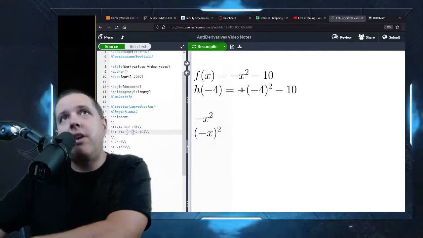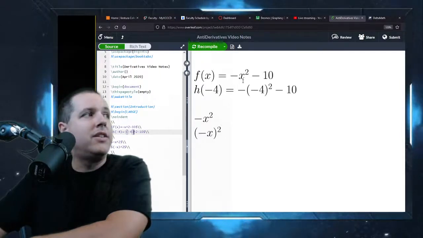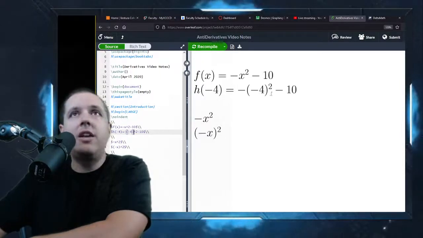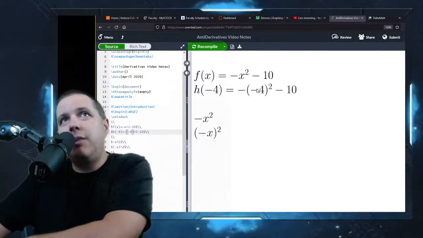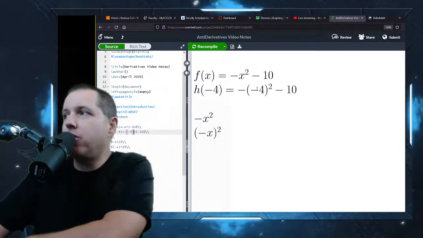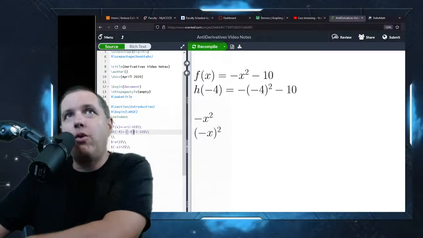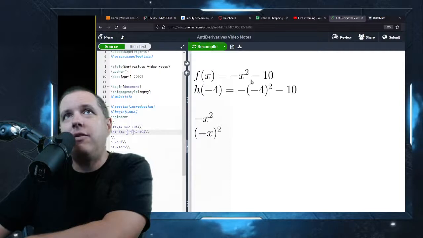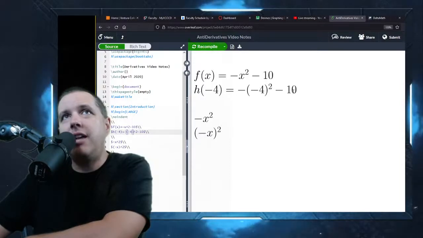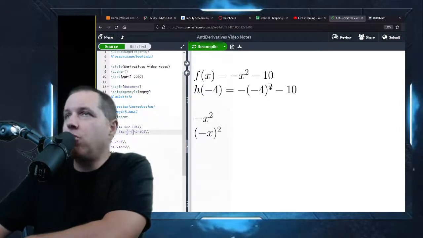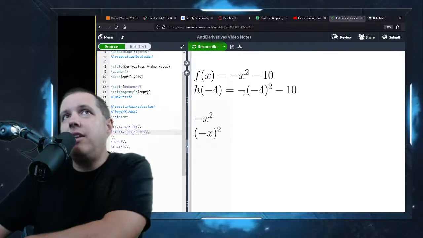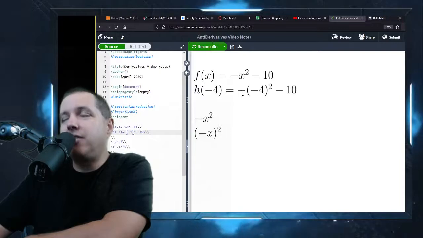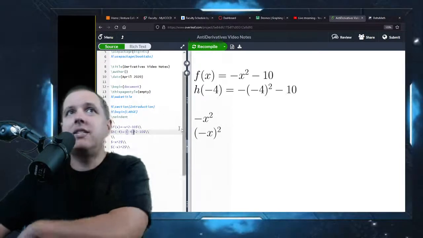So this negative out in front, that's this negative right here. Those are the same negative. And then the x just became a negative 4 in parentheses. Now, I put it in parentheses so that we could keep track of this negative, and remember that's actually part of our substitution because it's -4 that we're putting in for x. So I have -4 squared minus 10. Well, if I square -4, I get 16. And then with this minus in front, it becomes -16 minus 10 is -26.